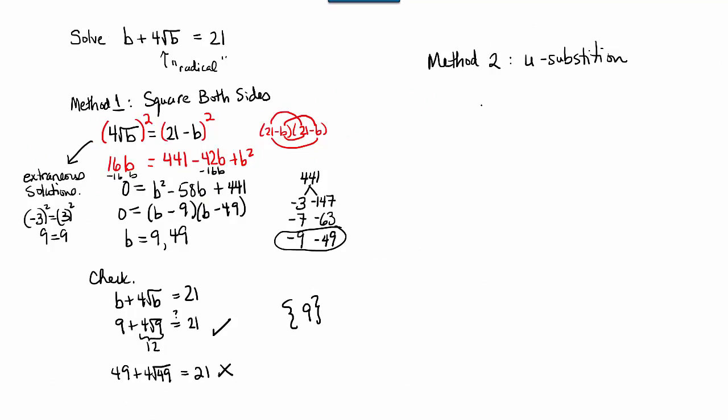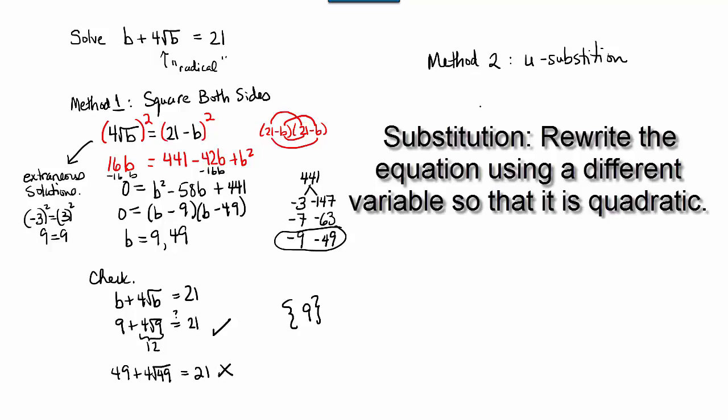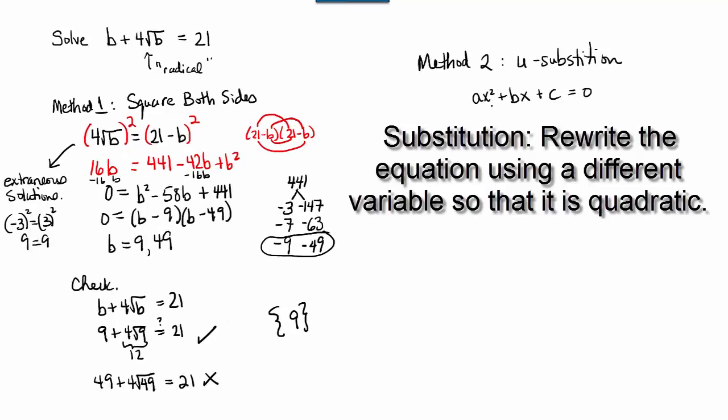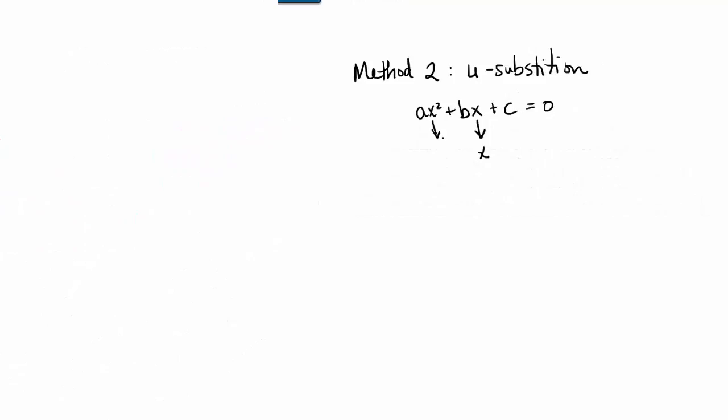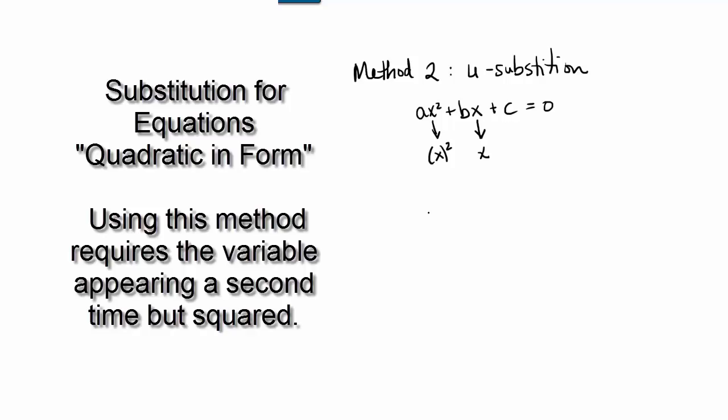Before I get into the nuts and bolts of using U-Substitution, let me tell you why I think U-Substitution will be helpful. U-Substitution is often used to rewrite equations that don't look like quadratic equations so that they do. Now, a quadratic equation is any equation that fits the pattern of ax squared plus bx plus c equals 0. Let's focus on this x and this x squared. We have a term with an x, and then we have a term where if we took the other term and squared it, we would get x squared.